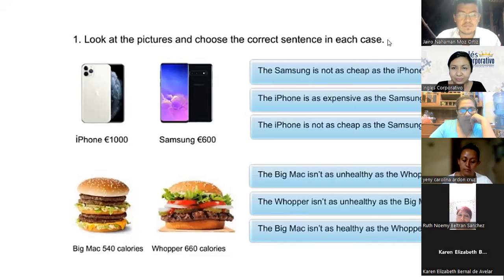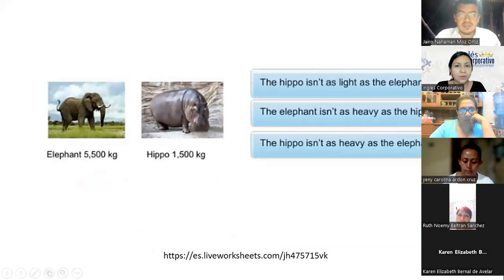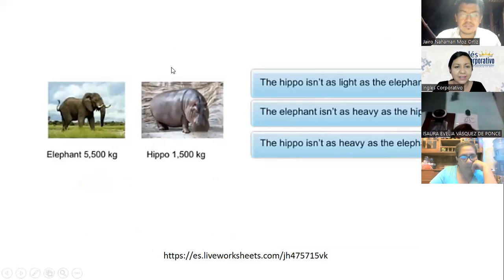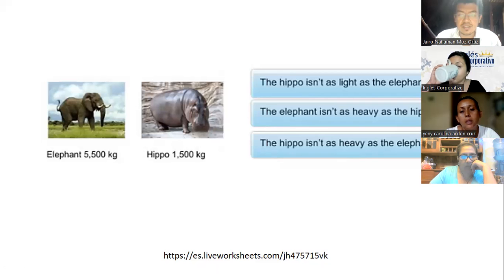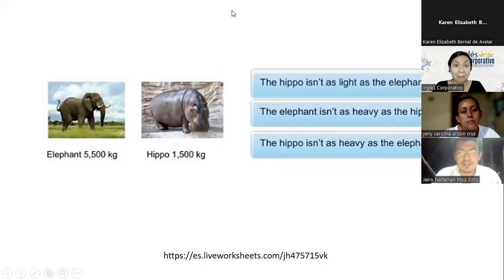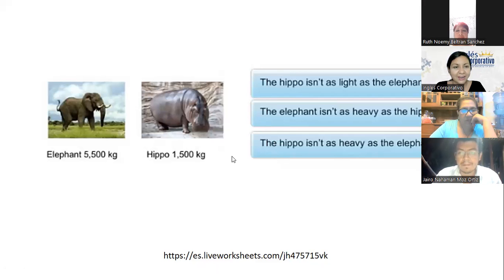Okay. Next. We have the elephant and the hippo. The elephant has 5,500 kilograms and the hippo 1,500 kilograms. So the hippo isn't as light as the elephant. The elephant isn't as heavy as the hippo. Or the hippo isn't as heavy as the elephant. The hippo isn't as heavy as the elephant. So which is heavier? The elephant. Excellent. Wow. I think we're going to finish the class before I expected.